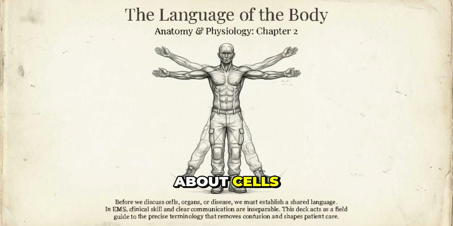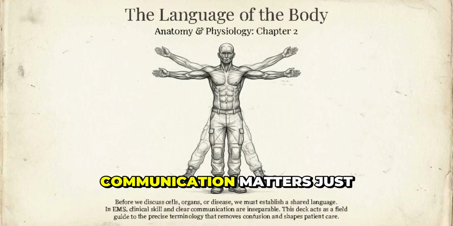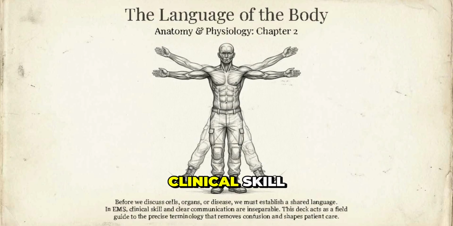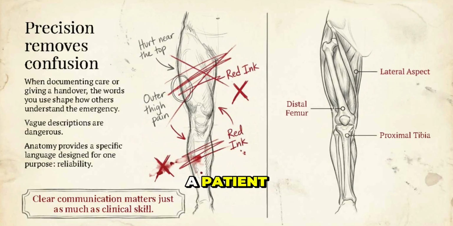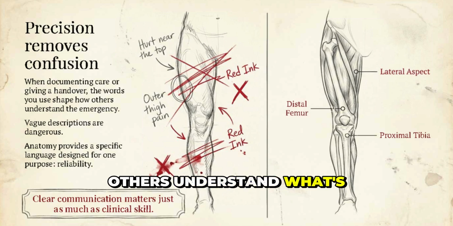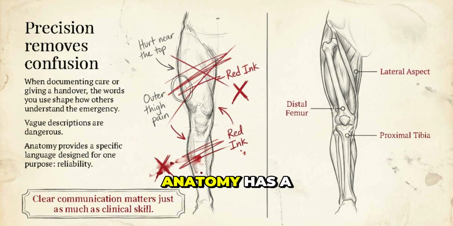Chapter 2, the language of the body. Before we talk about cells, organs, or disease, we need a shared language. In EMS, clear communication matters just as much as clinical skill. When you describe a patient, give a handover, or document care, the words you use shape how others understand what's happening. Anatomy has a specific language for a reason. It removes confusion.